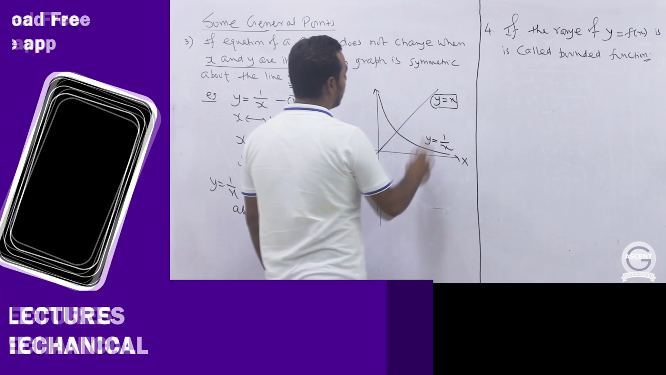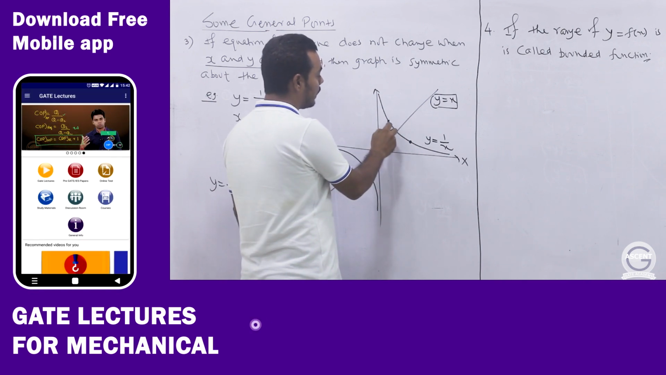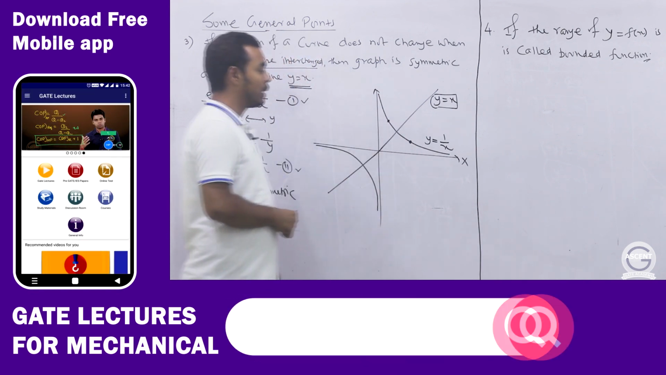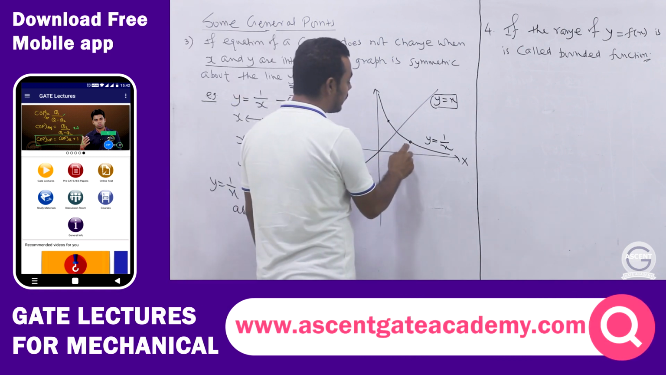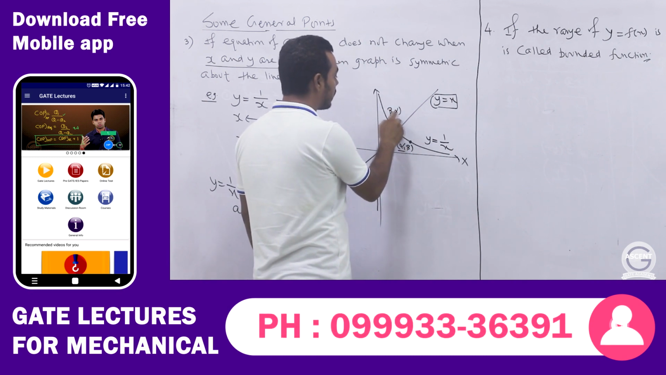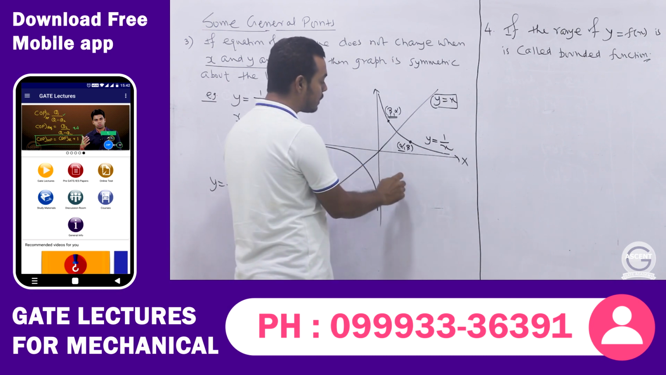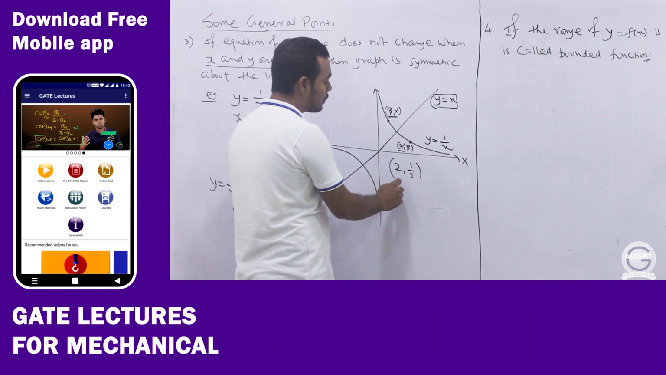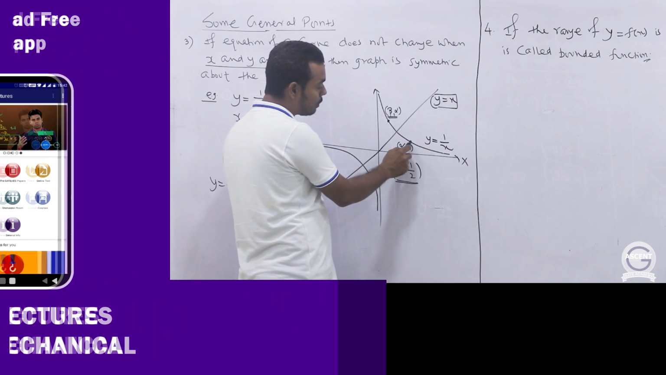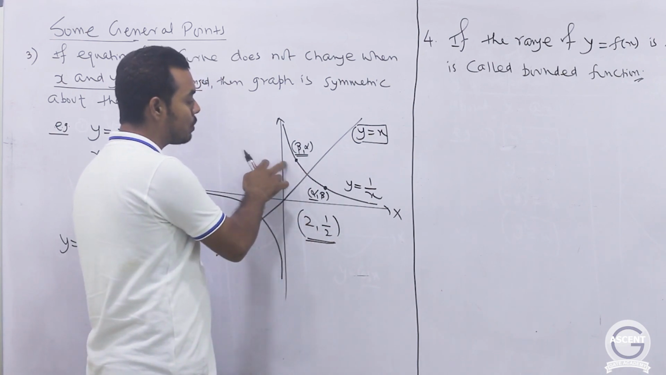If you take the image of any point on this graph in the line y equals x, then the image must lie on the graph itself. This is obvious because if alpha, beta is lying on this curve, then beta, alpha also has to lie on this curve. Suppose I place x equals 2 here, then what is the value that I am going to get? 1 by 2. So if this point 2 comma 1 by 2 is on the graph, then its image 1 by 2 comma 2 is also on the graph.